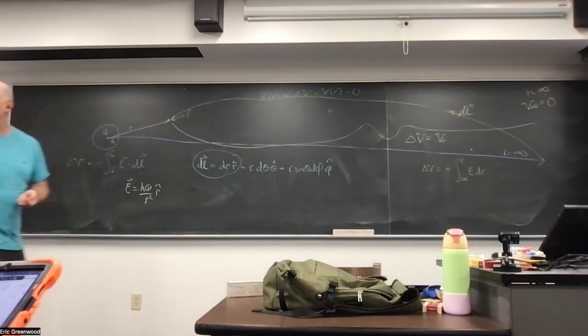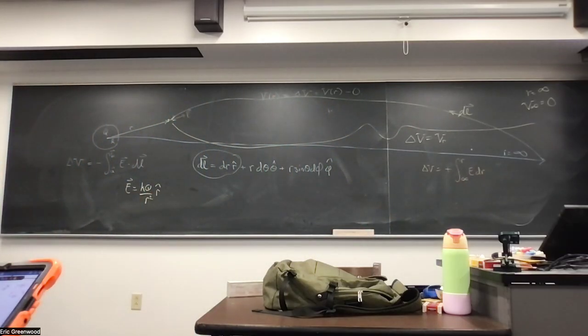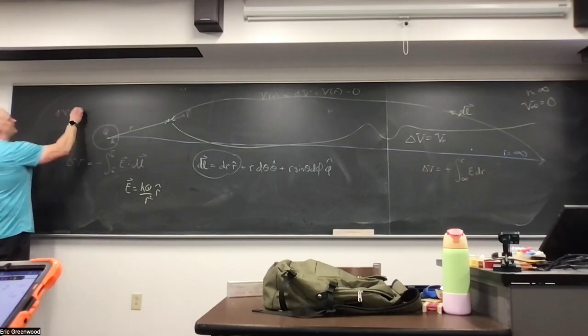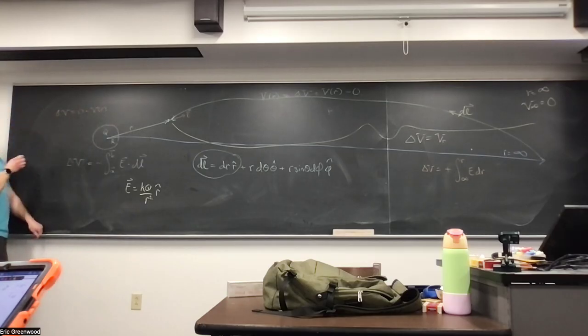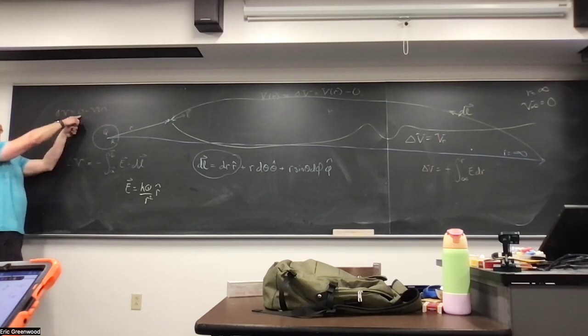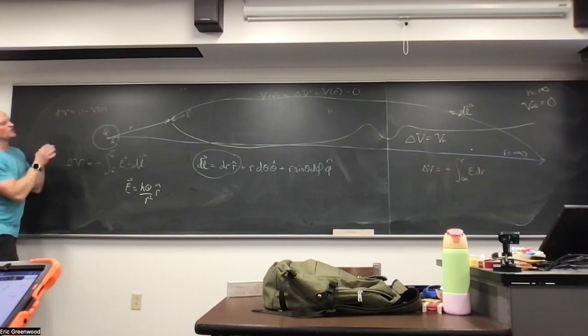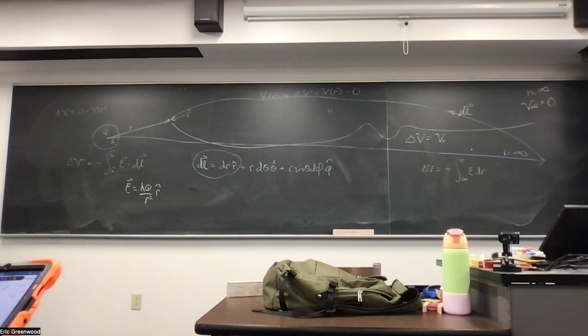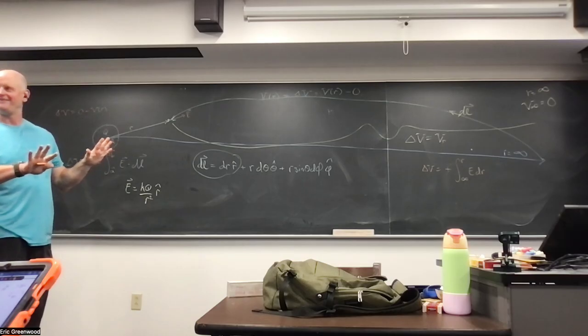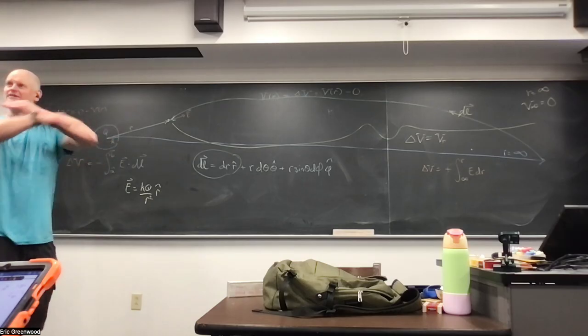Now, of course, I could do it the other way. I could start at r and go all the way up to infinity. The only thing that's different in that case is my change of potential would now be equal to 0 minus my potential at that point, because now my initial position is here and my final is here. That's the only subtle difference, but I get the same result. It's always going to be positive.